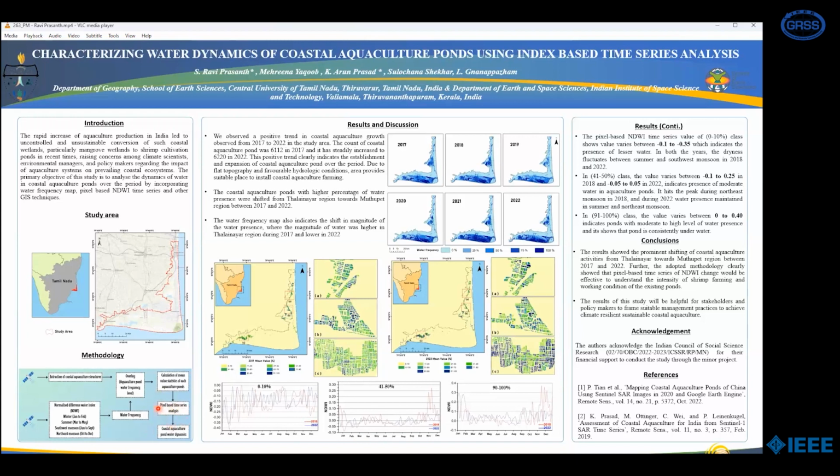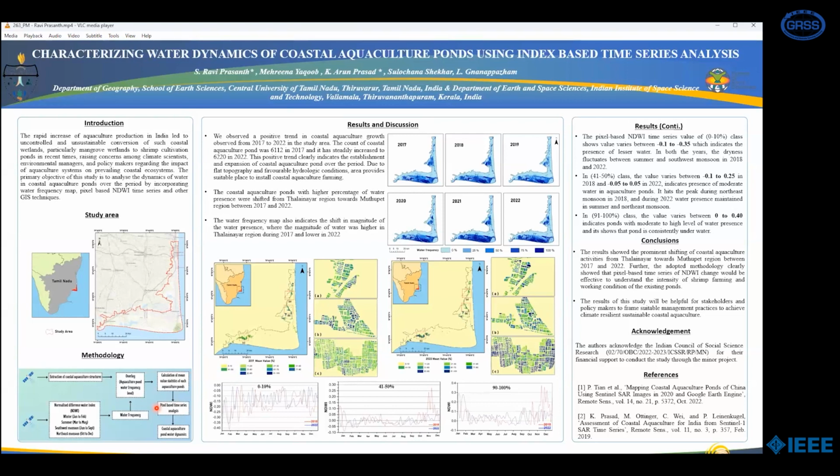Then finally, NDWI pixel-based time series analysis was performed because pixel-based time series will help us to analyze the temporal trends and patterns within each pixel over a period of time. To extract the pixel-based time series NDWI, a stratified sampling procedure was followed by taking the time series NDWI value for 3 classes based on water frequency, namely very less, that is 0 to 10%, then 41 to 50%, which comes under moderate, and very high, which falls under 91 to 100%.